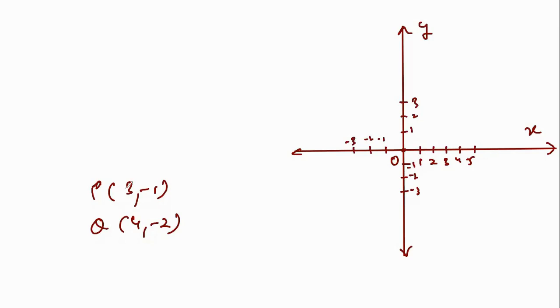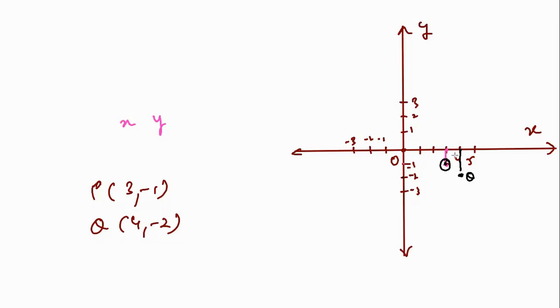So let's draw point P. It is (3, -1). Whenever we have a coordinate, 3 is x and -1 is y. So 3 means here and -1 is here. So this is the point P. Now let's talk about Q. It is 4 on x, and -2 on y. So it is something like here. So this is point Q. So we have point P and point Q.